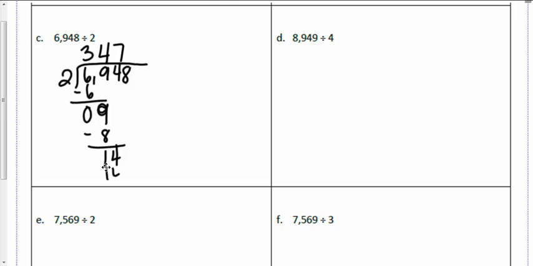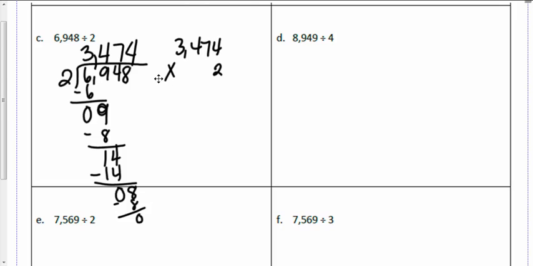7 times 2 is 14. I have no tens left over. Divide my 8 ones, which would be 4. 4 times 2 is 8. I have no remainder. So I have 3,474. So I'm going to check that. Multiply it by 2. 8. 14, carry the 1. 4 times 2 is 8, plus 1 is 9. 3 times 2 is 6. I get 6,948, so it does check out.